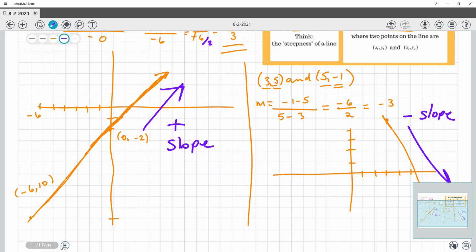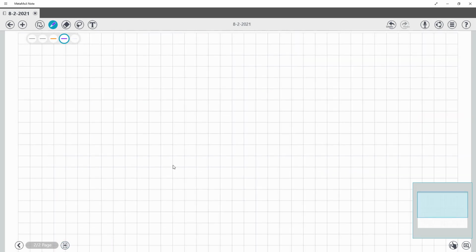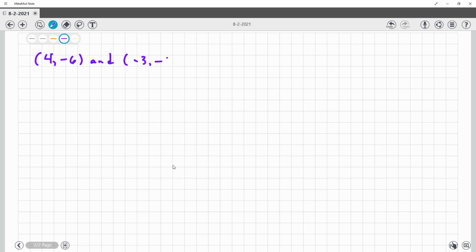The other thing that I want to mention with slope, so let's look here. What if you had the points (4, -6) and (-3, -6)? If I find this slope, once again, I take -6 minus -6 divided by -3 minus 4. Notice that a negative and a negative is going to make a 0 up top. So that's a 0 slope.